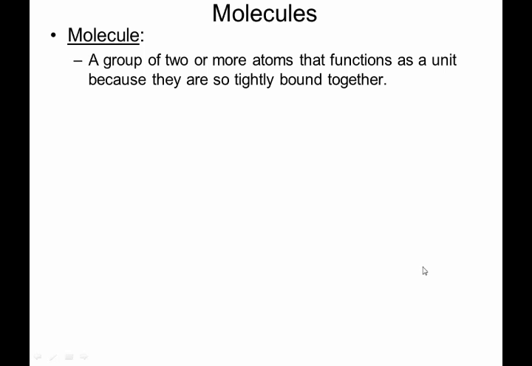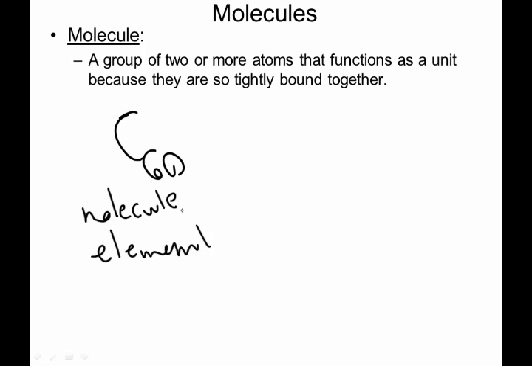So C60 is a molecule that is an element, but it's an element. And then H2SO4 is a molecule that's a compound.